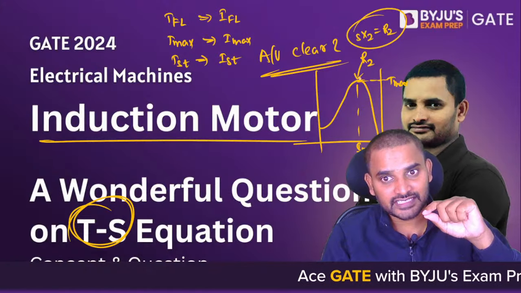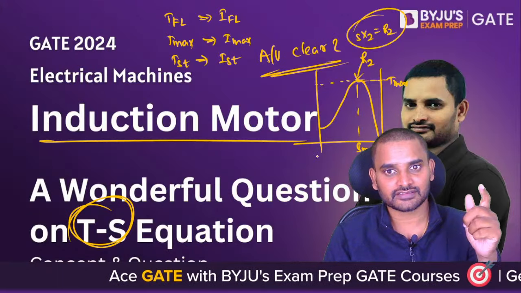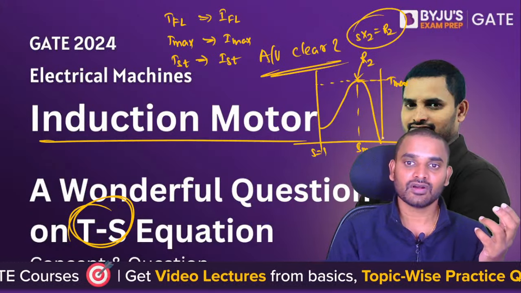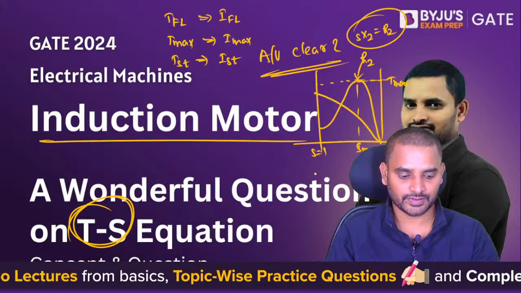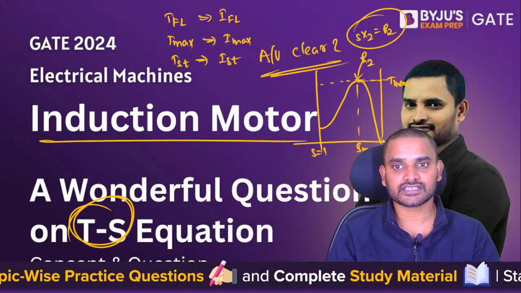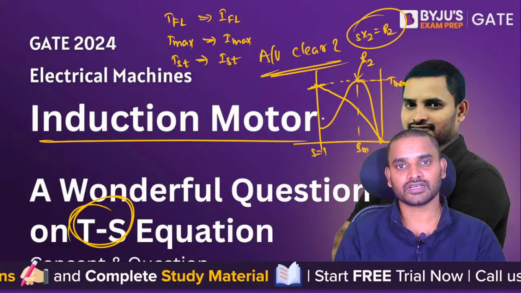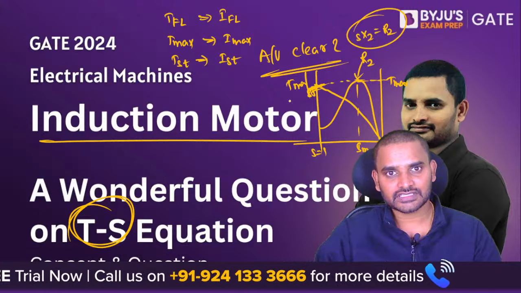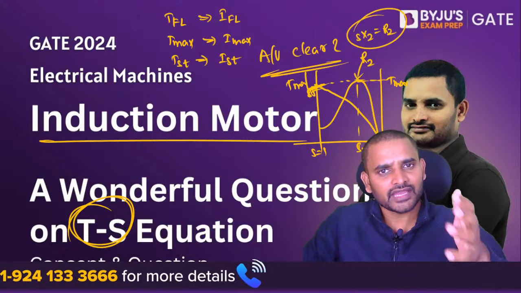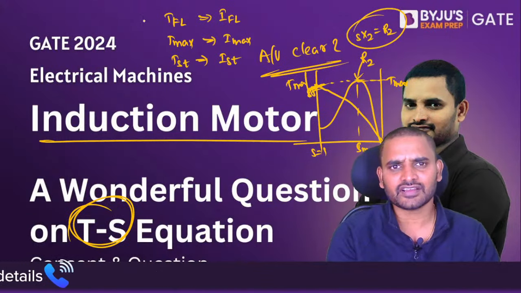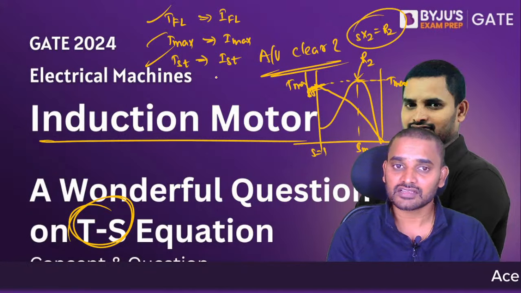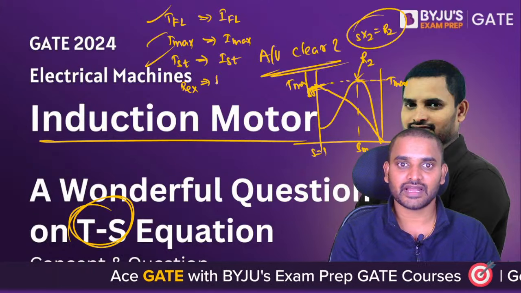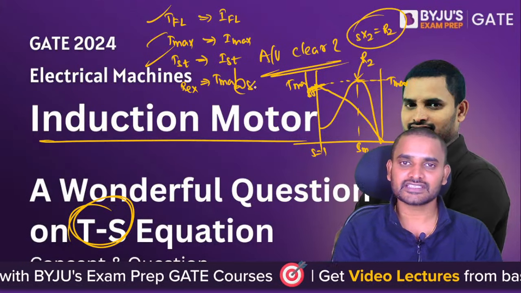If you are expecting the same amount of torque, the maximum amount of torque, at starting, what is the value of resistance you must keep? What is the value of resistance we must add into the rotor circuit to get maximum torque at starting itself? So this kind of questions every year maybe they'll be asking full load torque, any one of this, or sometimes what value of extra resistance to be placed in the rotor circuit to get maximum torque at starting.